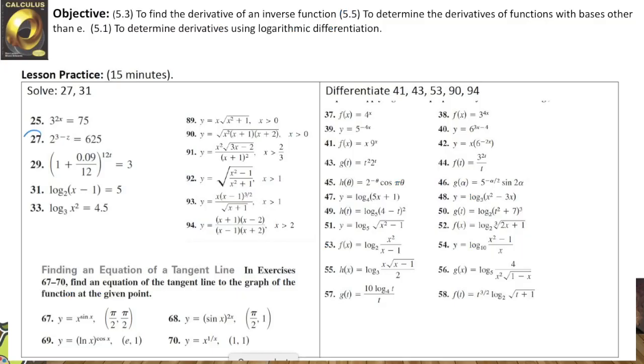Okay, so I'd like you to take some time, do a little bit of practice, use your algebra skills for numbers 27 and 31, write the equation of the tangent line. Let's work on number 67 and 70. Those should be good. And then you have 5 problems to differentiate. All right, best of luck. Give these a nice try.